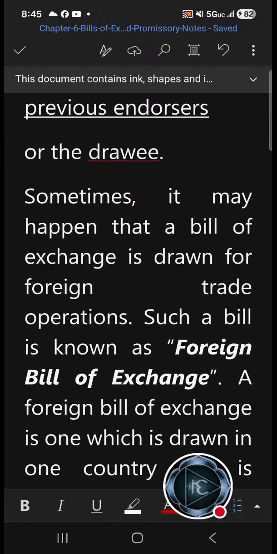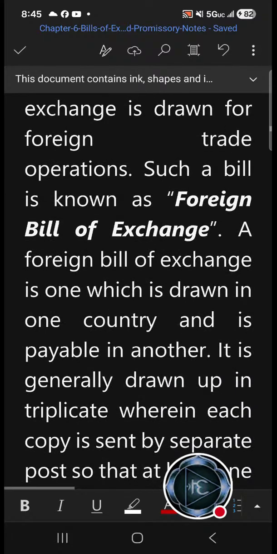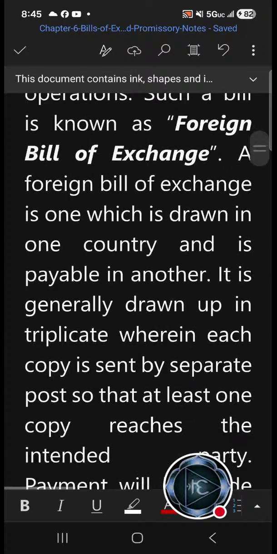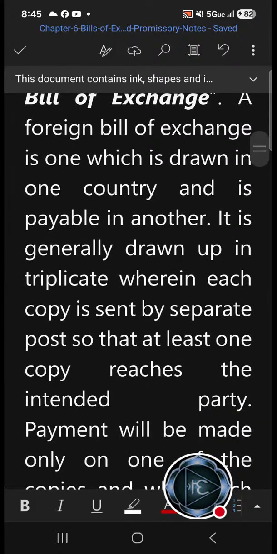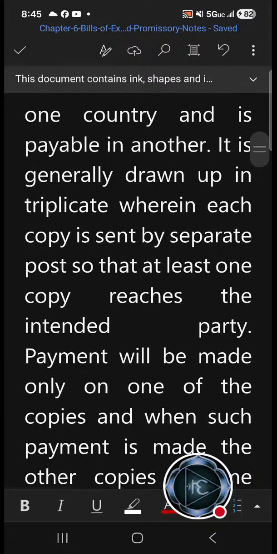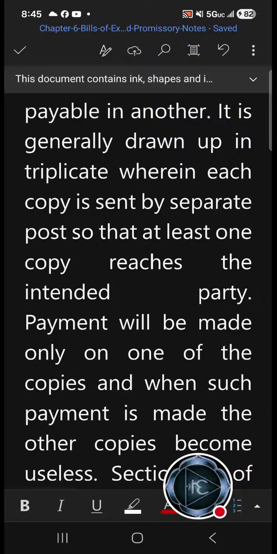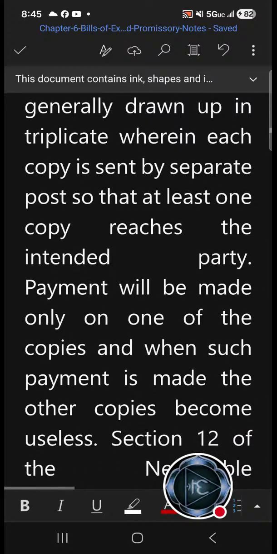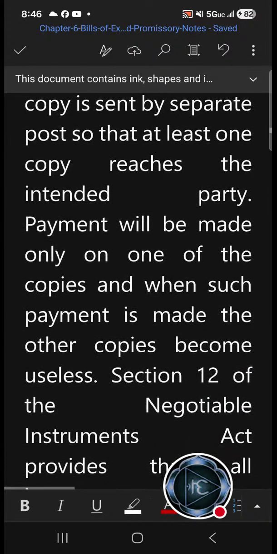Sometimes it may happen that a bill of exchange is drawn for foreign trade operations. Such a bill is known as a foreign bill of exchange. A foreign bill of exchange is one which is drawn in one country and is payable in another. It is generally drawn in triplicate, wherein each copy is sent by separate post so that at least one copy reaches the intended party.